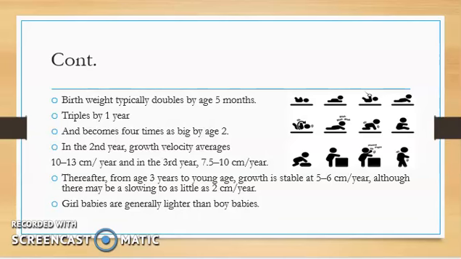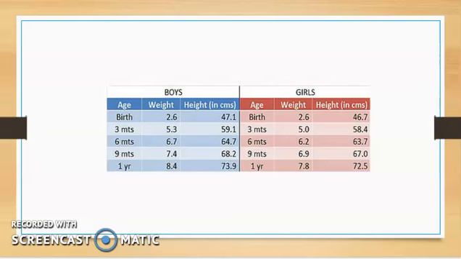Thereafter, from age 3 years to young age, growth is stable at 5 to 6 centimeters per year, although there may be a slowing to as little as 2 centimeters per year. Girl babies are generally lighter than boy babies. Here is the table of comparison. You can see the difference between boys' weight and height and girls' weight and height. If you compare birth, 3 months, 6 months, 9 months and 1 year, boys' weight and height is better than girls' weight and height.